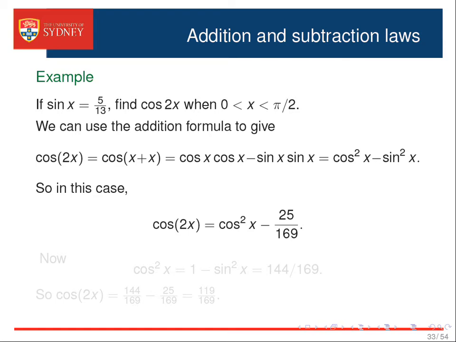Now we need to figure out cos squared x. But using the most important trig identity of all, cos squared x is 1 minus sine squared x, which is 144 on 169. So cos of 2x is just the difference of these two things, which is 119 on 169.